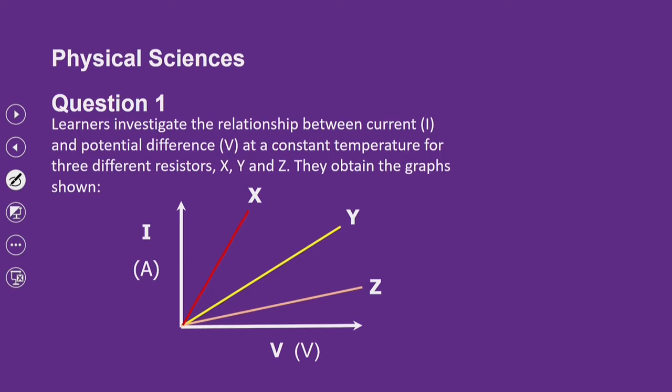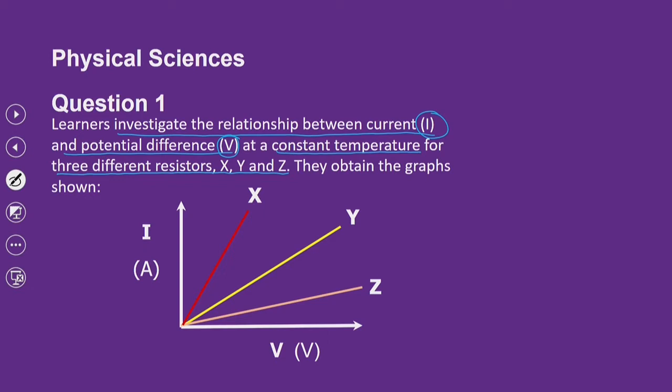Learners investigate the relationship between current and potential difference. And this is done at a constant temperature. Why do we want constant temperature? Remember, temperature influences the resistance of a resistor. So we've got 3 resistors, X, Y, and Z. And the following graph is obtained.